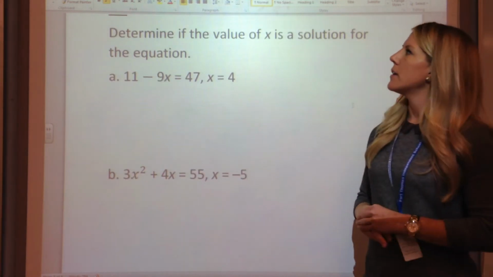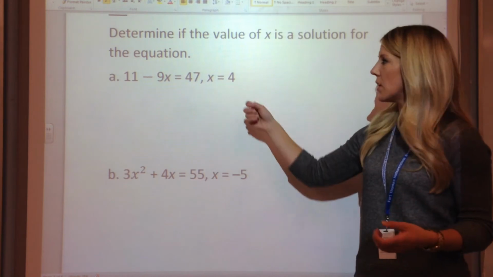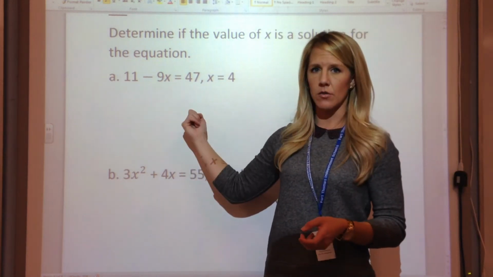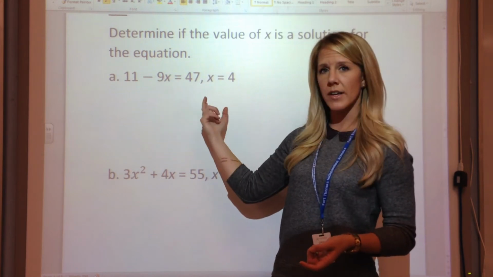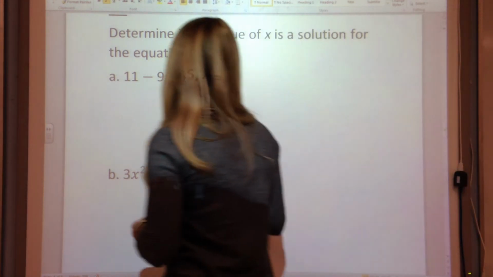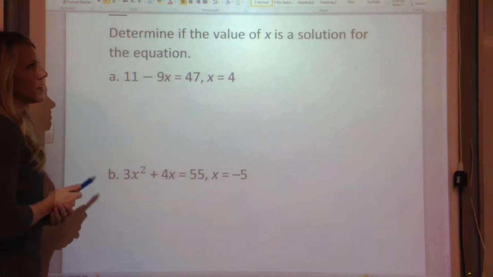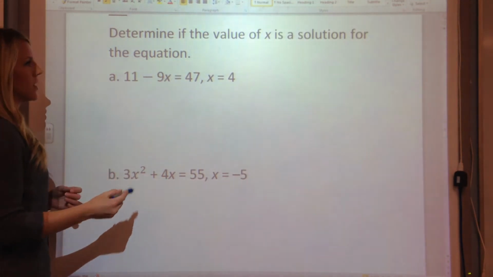So now we're going to look at, would this x value represent a solution to the equation? So when we plug in x, does left side equal right side? So when I have 11 minus 9 times something, in this case 4, will that equal 47? So let's take a look at some of these. So we are checking to see if the value of x is a solution to the equation. So if it doesn't make the equation true, does left side equal right side?